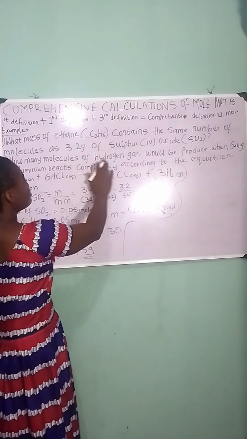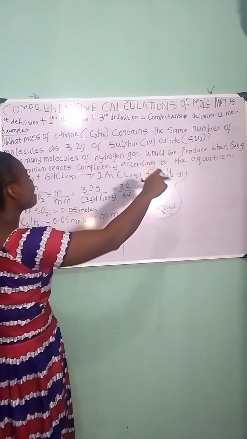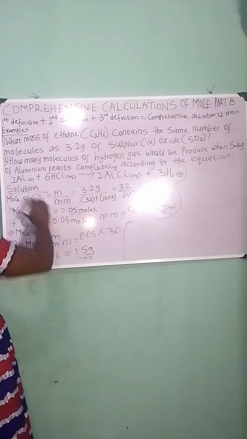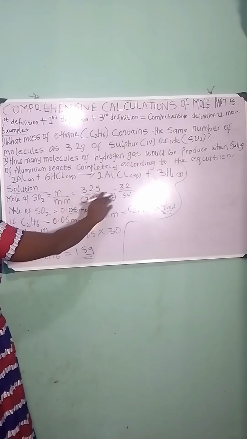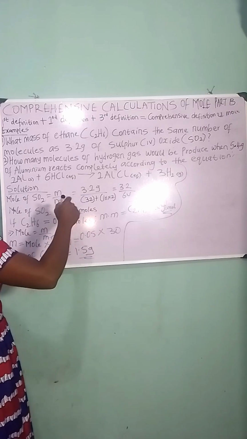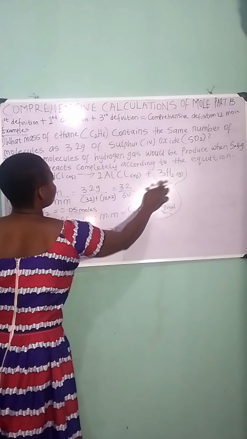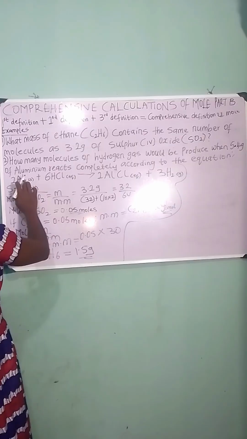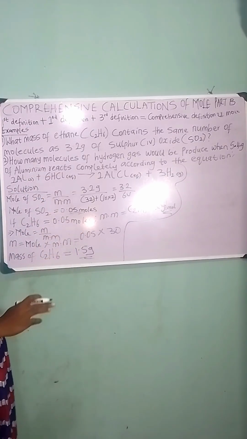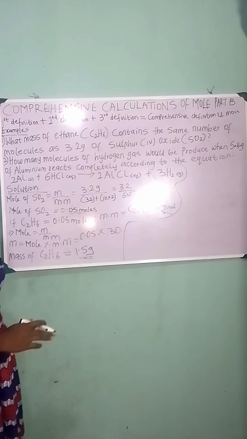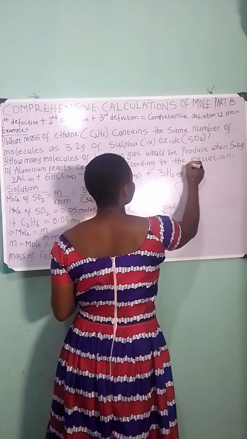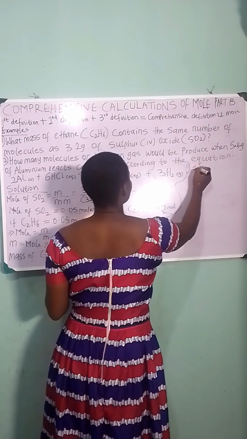So, how many molecules of hydrogen gas will be produced when 5.4 grams of aluminium reacts completely according to the equation? When you react aluminium with HCl, you have aluminium chloride and hydrogen gas will be given off. They are asking you to calculate the number of moles of this one, when 5.4 grams of this one is reacted completely with HCl. So all these, we're going to write them out so that we'll be able to understand it, okay? So number 2, solution.